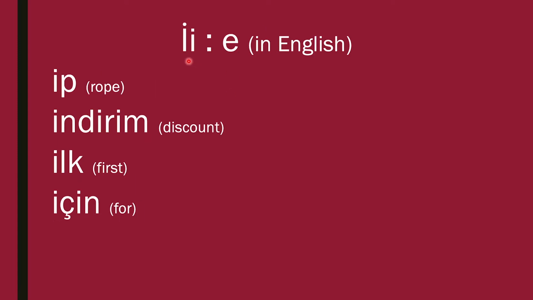Next we have this letter. It is E in English. So this letter is E. Simply, it's very easy, E. We have the I that we know in English. This is how it's written. The capital one is longer, taller, and has the dot, E. İp, indirim, ilk, için.